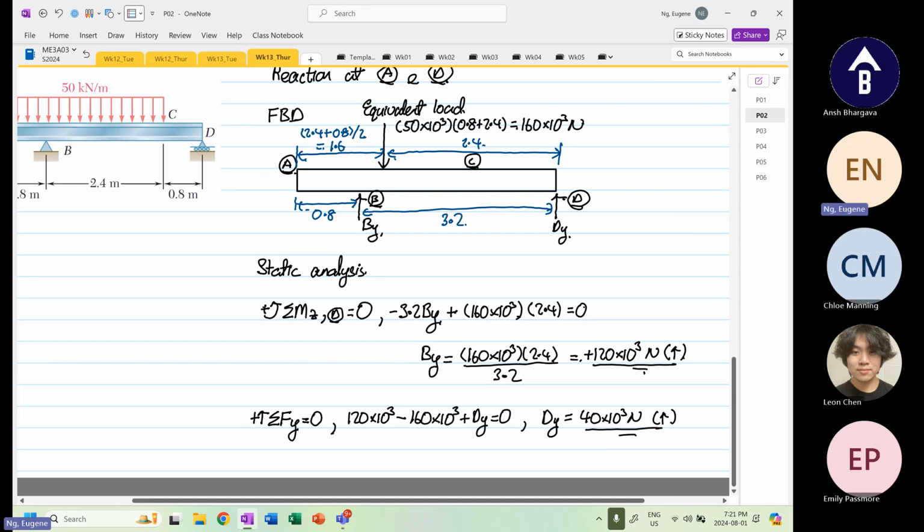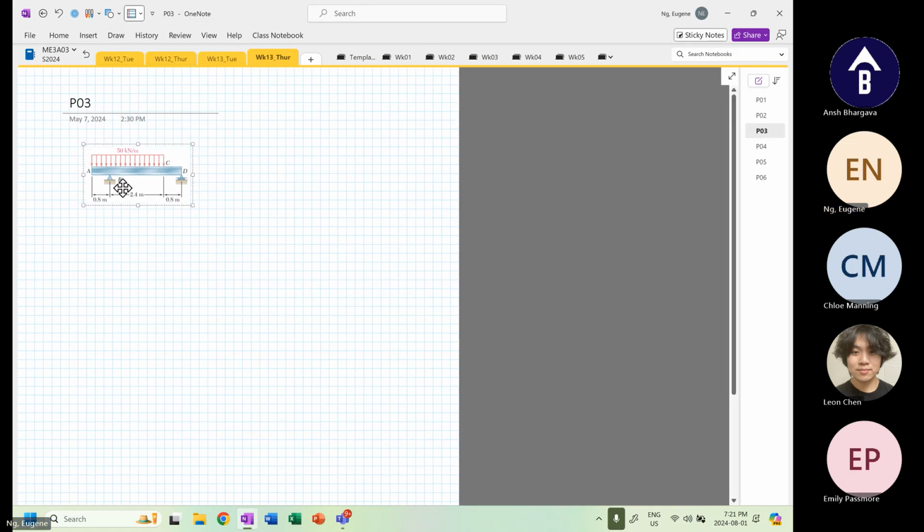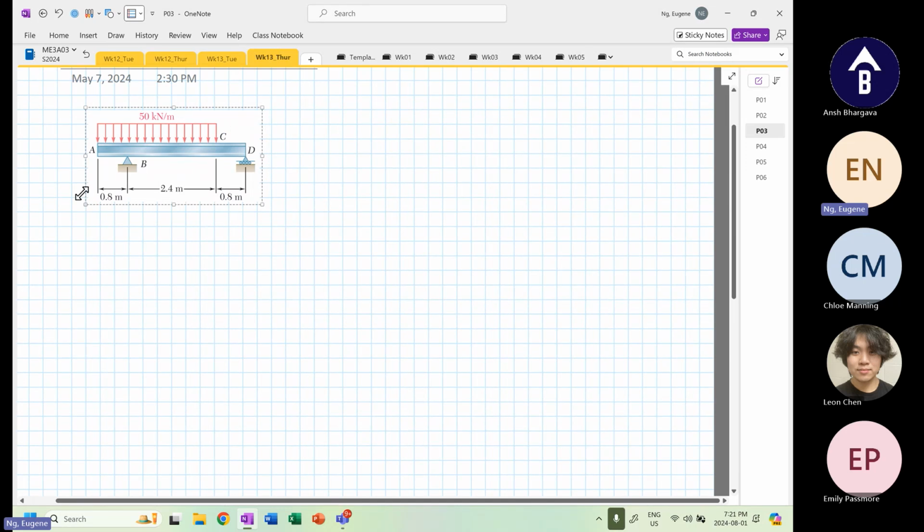So once you have these two values, then you can start constructing your shear force and bending moment diagram. Okay, so I'm going to again take this figure. This should be like a quick revision regarding shear force and bending moment diagram. Okay. I don't think it's difficult. It's just maybe you forget.